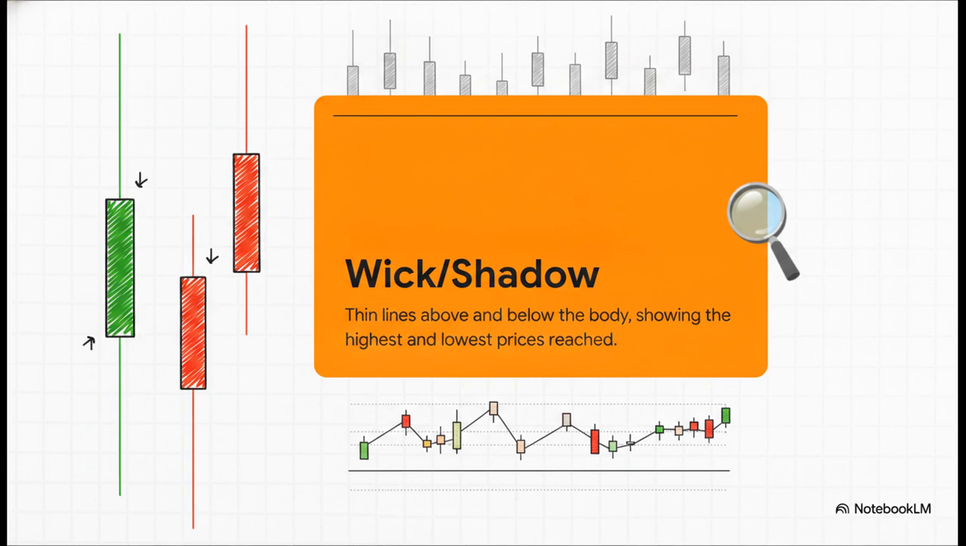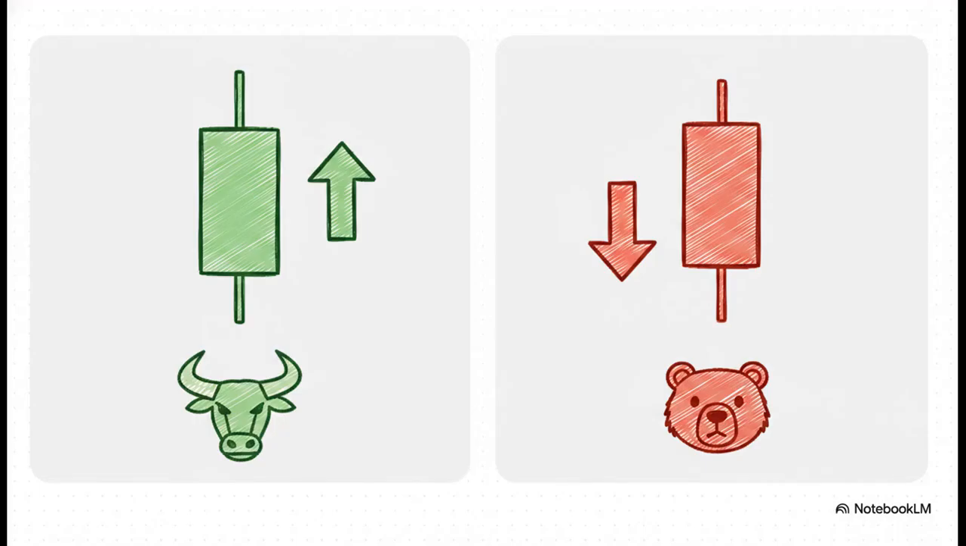Now, the body shows you exactly where the price opened and closed. But the wicks are super important. They show us the absolute extreme highs and lows reached during that specific time frame. So what about the colors? A green candle simply means the price closed higher than it opened. The buyers won that session, making it bullish. A red candle, on the other hand, means the price closed lower than it opened. The sellers took control, making it bearish.